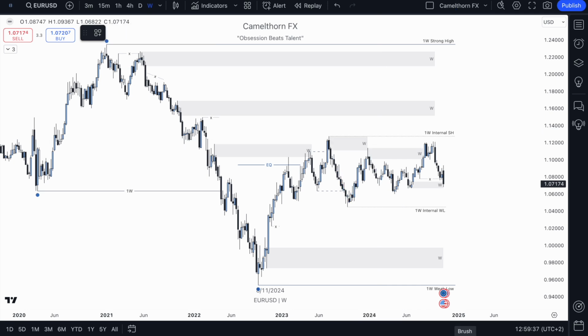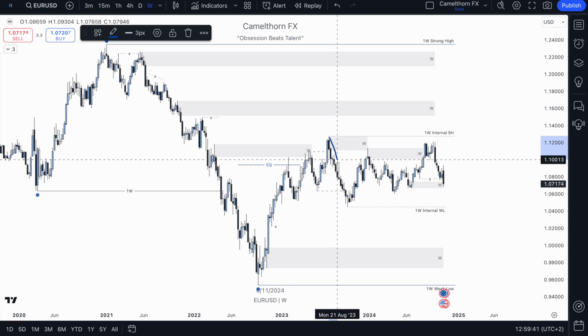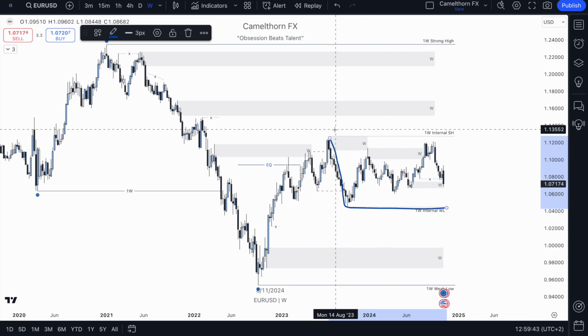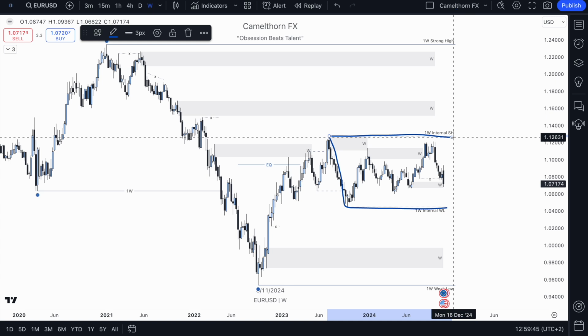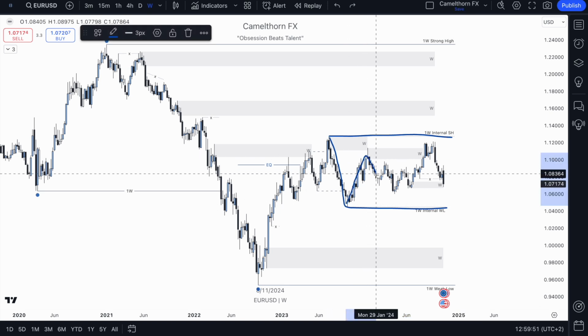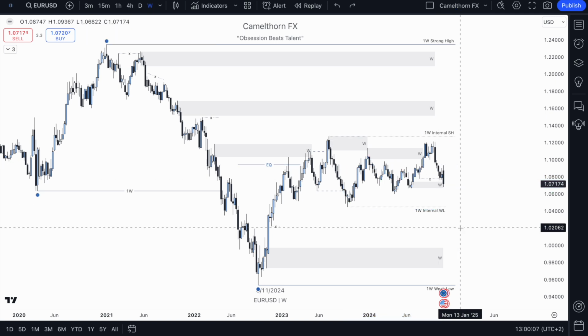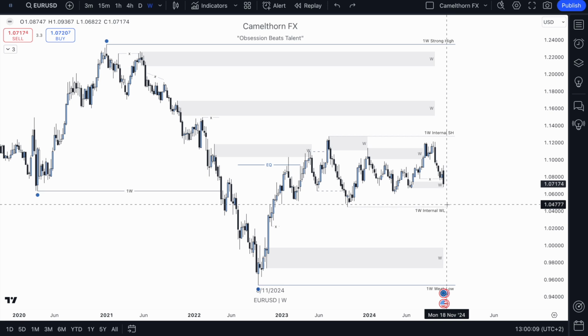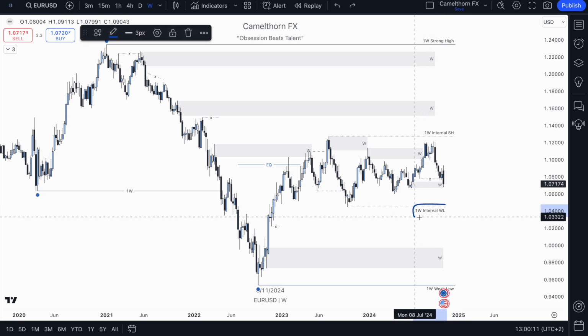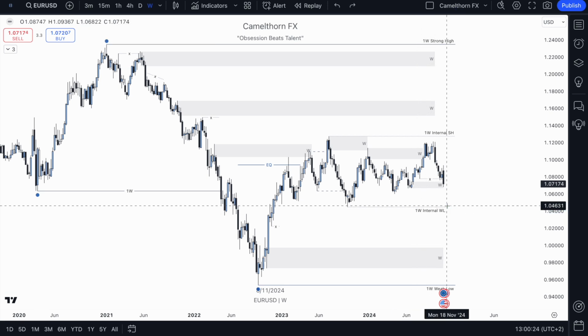However, an alternative way in which you could map your internal structure here would be keeping this large original bearish internal range. And then you would effectively have a scenario where price action is now just consolidating within that internal range. Your internal would be bearish, and the anticipation would be for price action to violate this internal week low. Both ways of mapping your internal structure are correct.